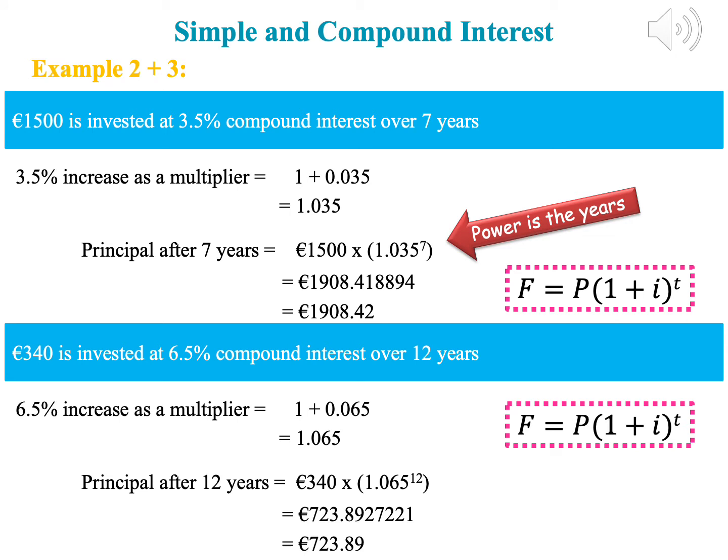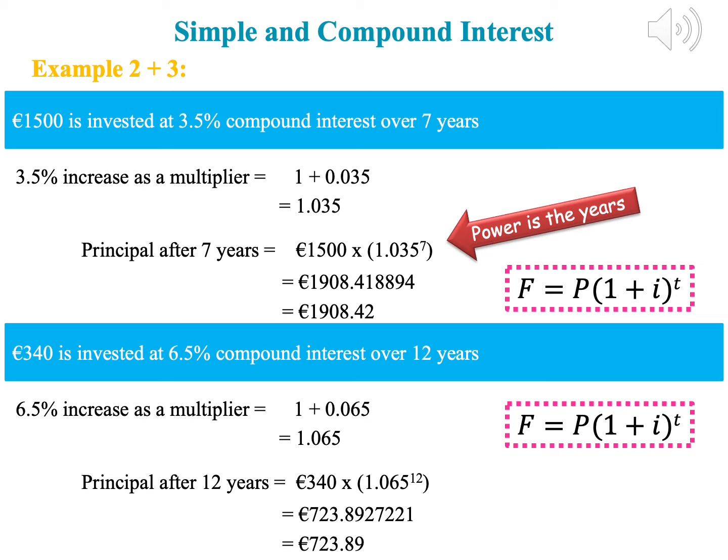Here we have two examples of why we use the formula F equals P bracket 1 plus i to the power of t. So I've got a principal amount of 1,500 that's invested at 3.5% for 7 years. So I'm adding 1 onto my 0.035, raising it to the power of 7 because that's my years. And when I put that into a calculator, I'm going to be left with €1,908.42 because we always round to the nearest cent. So that shows my interest earned on the investment.